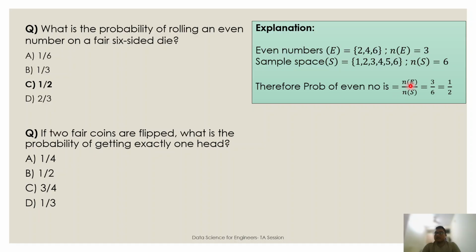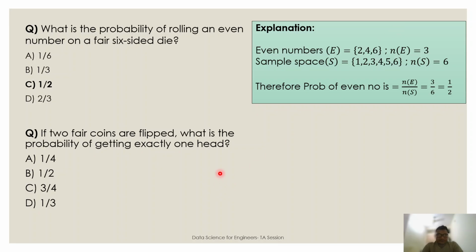Then the simple formula: n(E) divided by n(S). So 3 outcomes divided by the whole sample space of 6 gives you a half. So the chance of getting an even number is 50%, because out of 6 outcomes, 3 will always be even numbers. So it's a 50% chance.